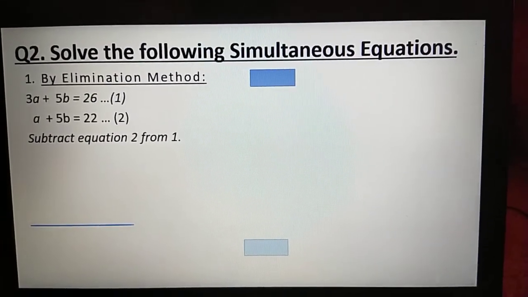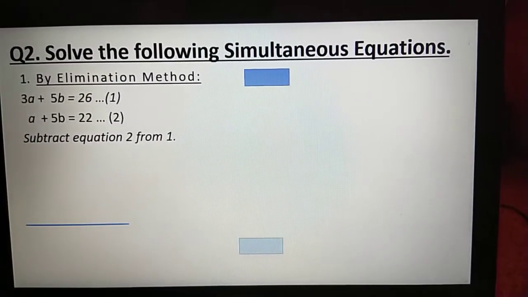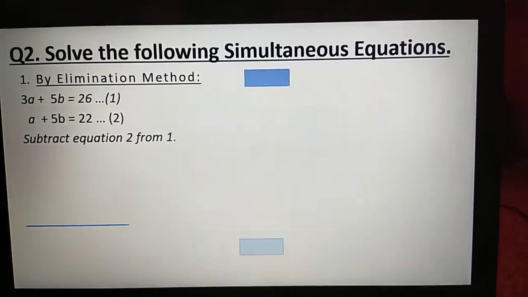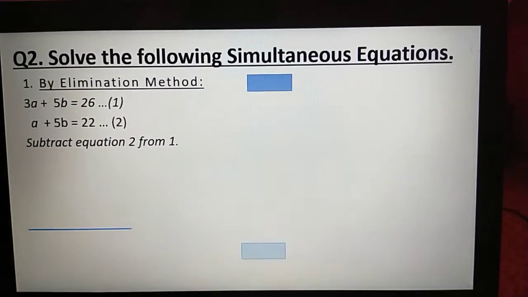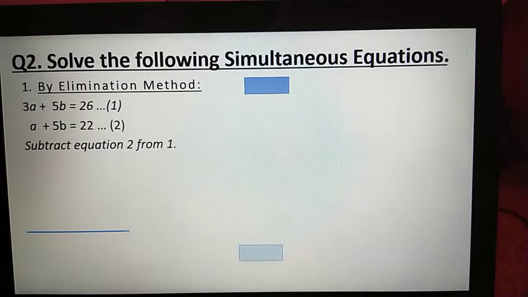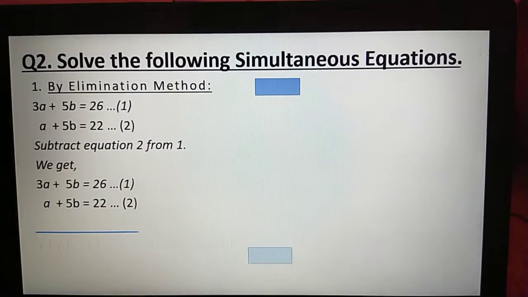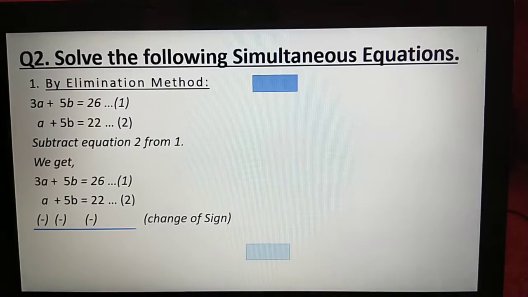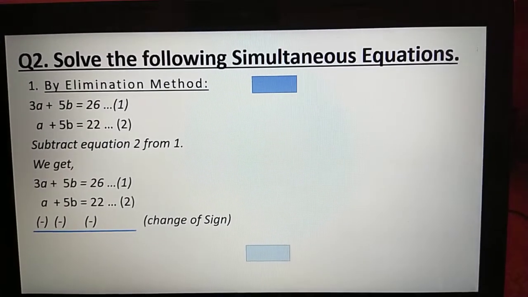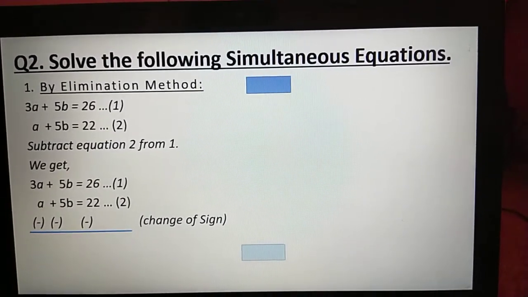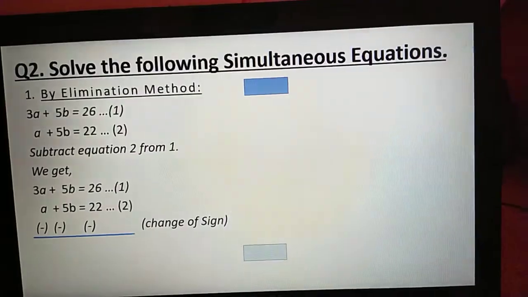So equation 2 is a plus 5b equals 22. Subtract it from 3a plus 5b equals 26. So what we get is, we have to change the sign. See, the signs for the second equation will change: minus a, minus 5b and minus 22. Okay.